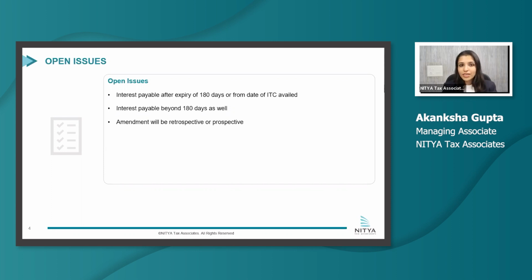So having said that, if this amendment is to be read as retrospective, then even in cases where in an earlier tax period any taxpayer has already paid interest from the date of availment of ITC till the actual date of payment of output tax liability to the government, they can claim a refund of the excess interest paid for such period.